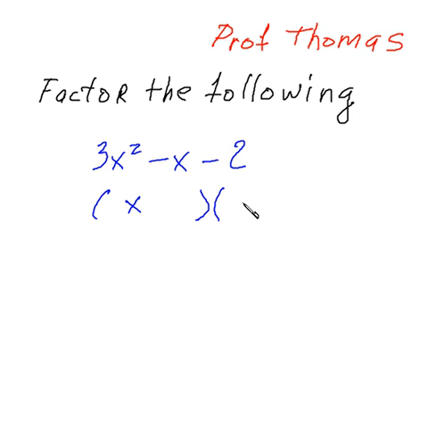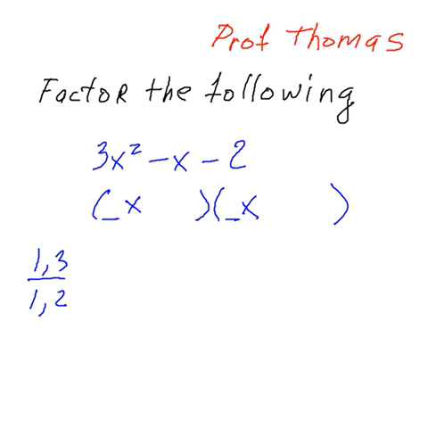I'm going to attempt to put it into two binomials first. It's possible that it might not factor. The little blank spaces in front of the x's are for coefficients. We determine the coefficients from looking at the coefficients of the squared term, which is 1 and 3, and the constant, which is 1 and 2.